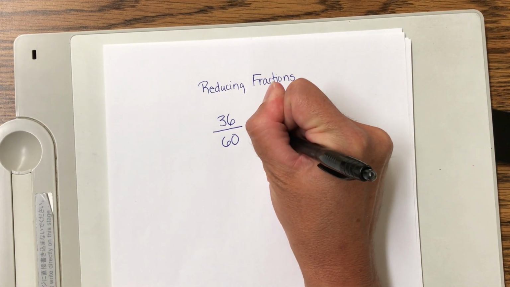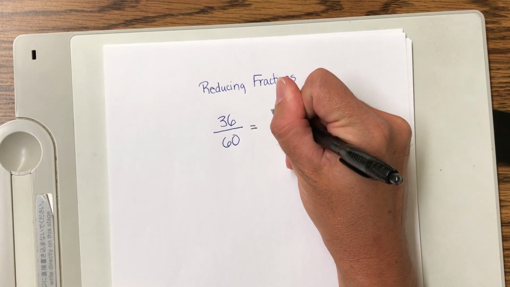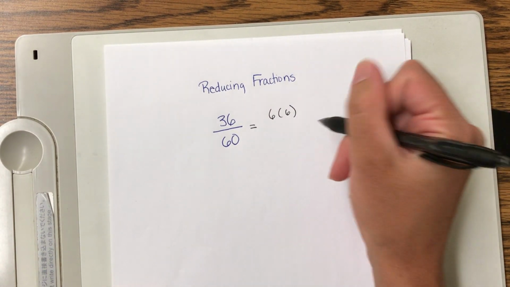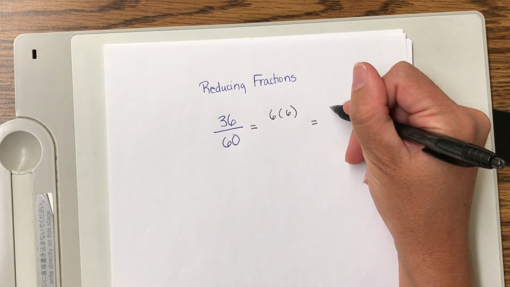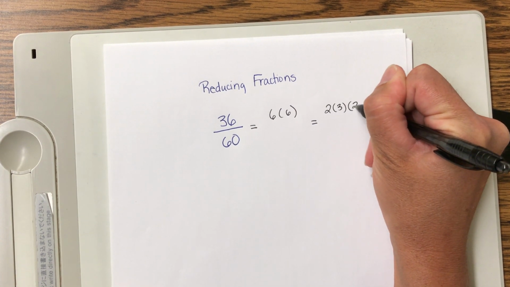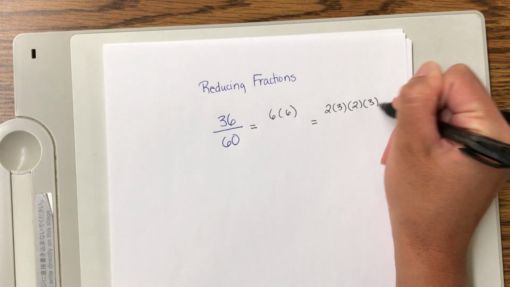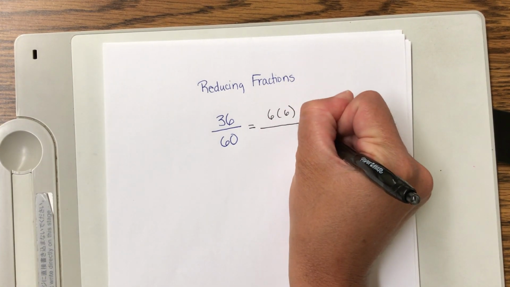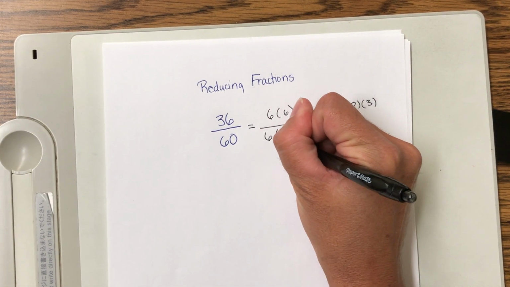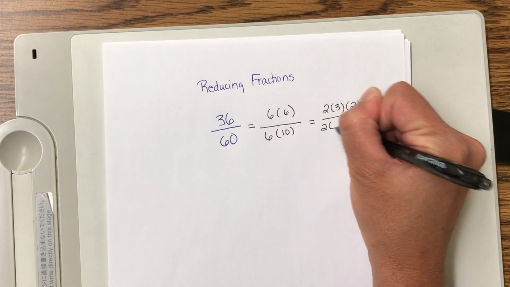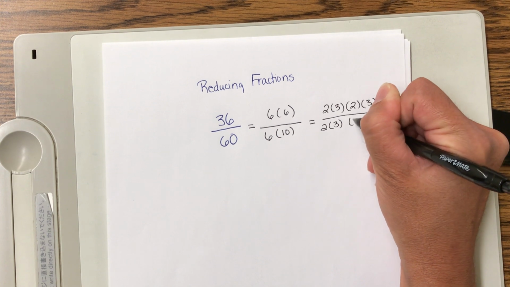Break down 36. 36 breaks down into 6 times 6. And we can continue to break it down further. 6 breaks down into 2 times 3. And so since I have it listed as prime factors, I've got everything covered. So what about 60? 60 breaks down into 6 times 10. And 6 breaks down into 2 times 3. 10 breaks down into 2 times 5.